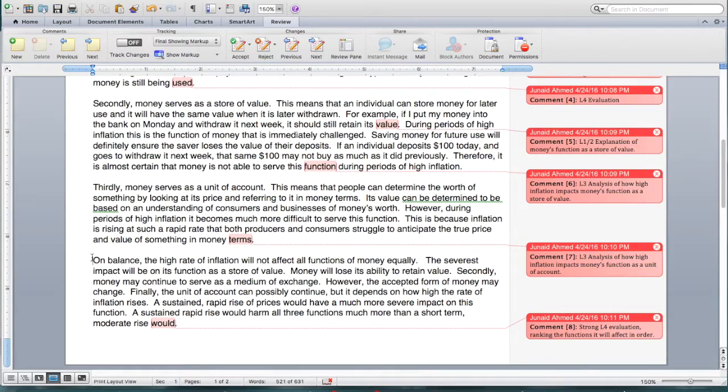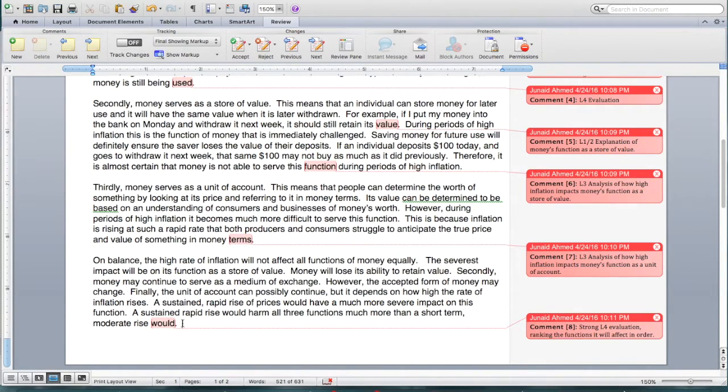Excellent evaluation. It's ranked the influence of high inflation on each of the functions, which is a very effective technique in evaluation, is to rank something, right? The impact of something, ranking its effectiveness, or looking at policies and seeing which one is the most effective and least effective, or why. This is something that you'll see A-star students do.